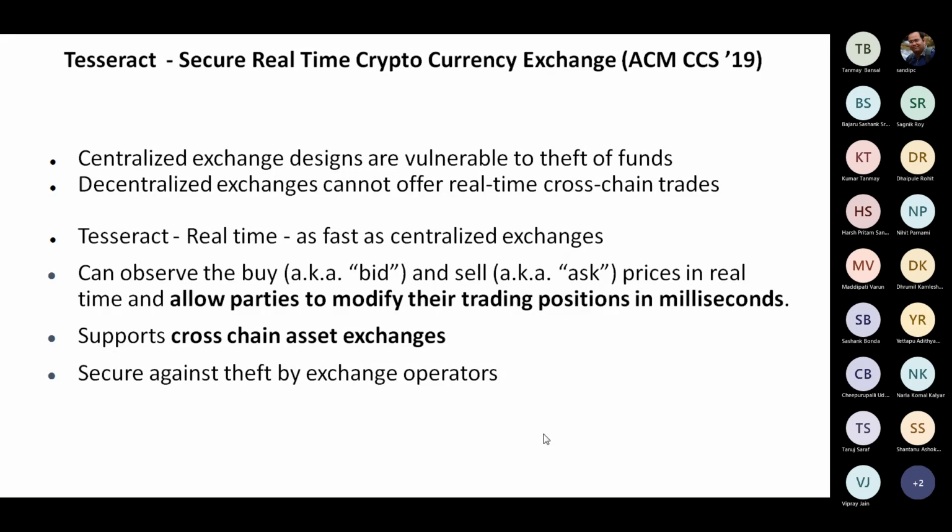So it is a secure real-time cryptocurrency exchange, and this work was published in the ASIA conference on communications security in 2019. What it does is that it, of course, first highlights that centralized exchange designs are vulnerable to theft of funds, which we have already seen. But decentralized exchanges cannot offer real-time cross-chain trades because they have to wait for the transactions to be included in blocks and confirmed in blocks. Then only those transactions can be held as valid.